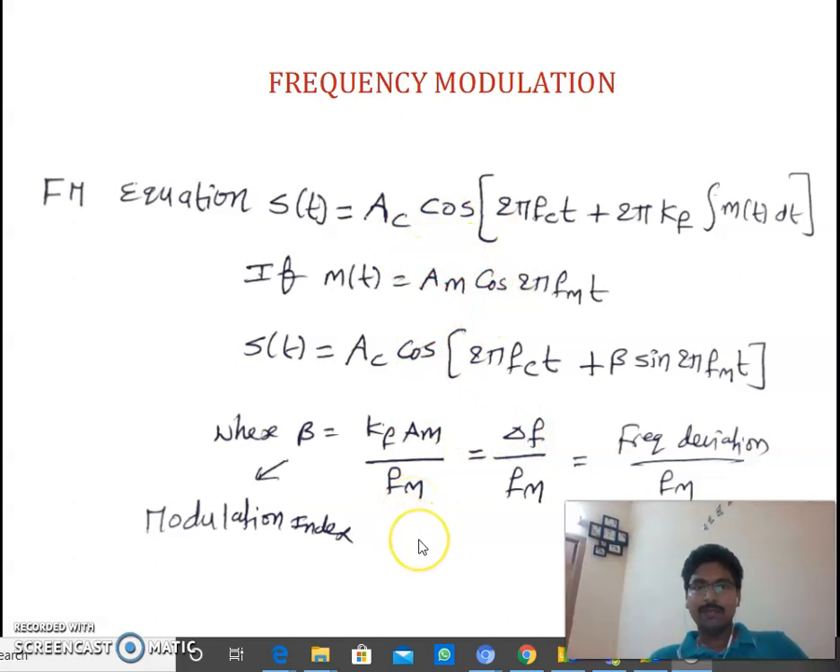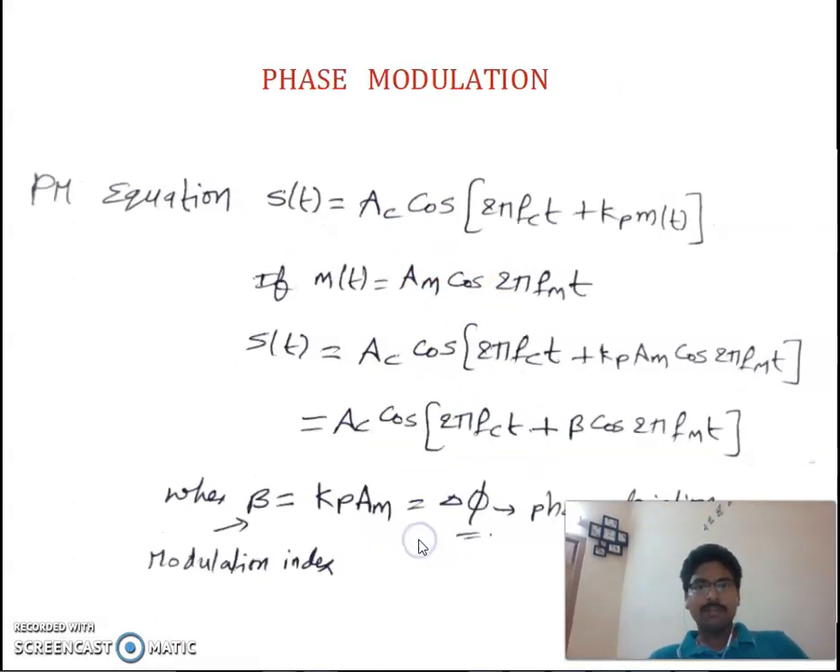Similarly, in the same way we can write the phase modulated wave, right? S of t is equal to AC into cos 2 pi fct plus kp into m of t. We know the relation that phase is equal to the integral of frequency, right? So previously it was the integral of m of t, but here it is only m of t that we are writing. S of t is equal to AC cos 2 pi fct plus kp, some constant, into m of t, where m of t is the message signal.